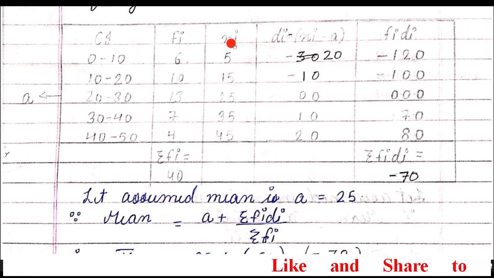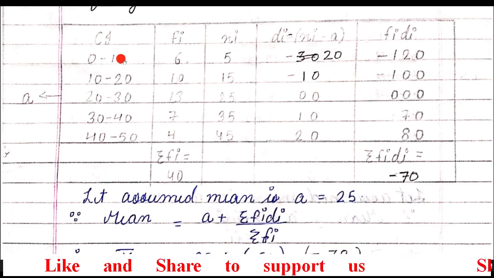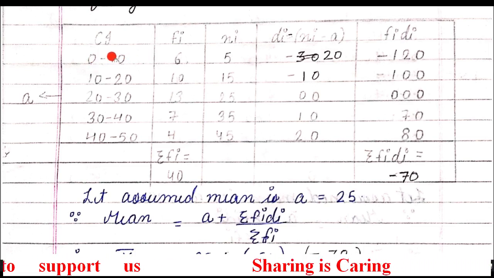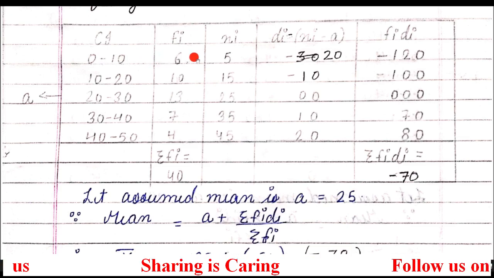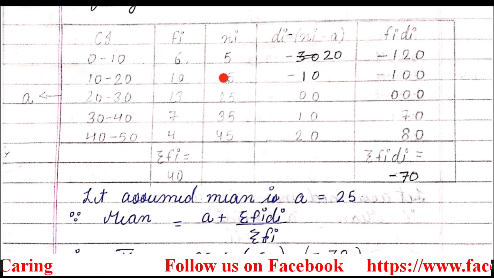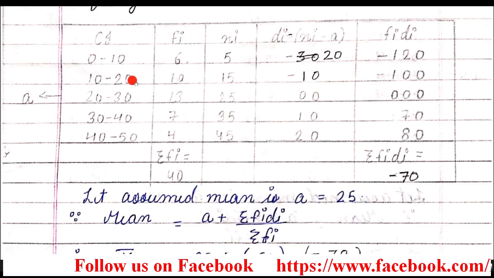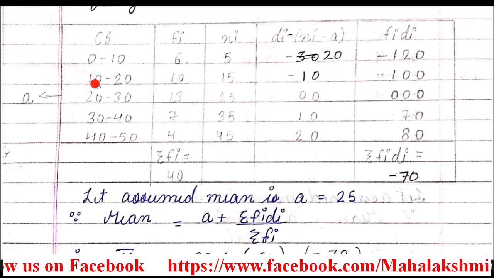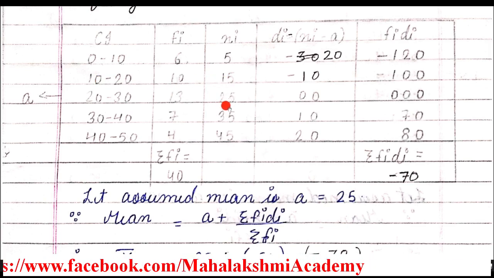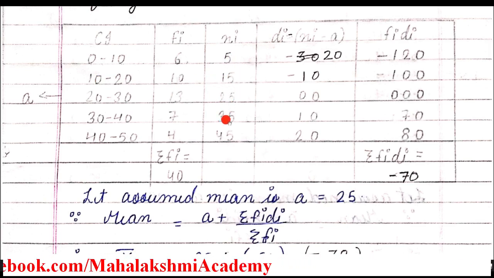To obtain the class mark, the formula is (upper limit plus lower limit) upon 2. So upper limit is 10, lower limit is 0, so 10 plus 0 upon 2 will give you 5. In the same way, for this row, upper limit is 20, lower limit is 10, so 20 plus 10 upon 2 is 15. In the same way, we will obtain all these class marks.